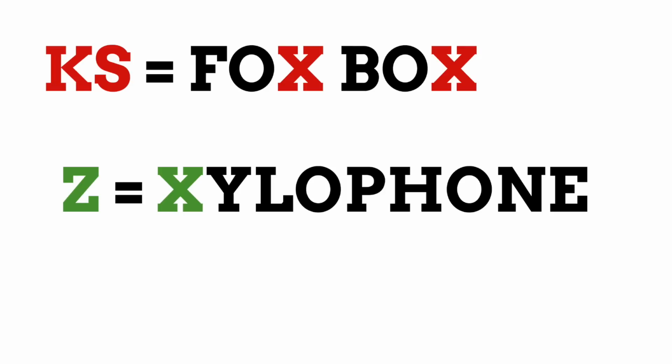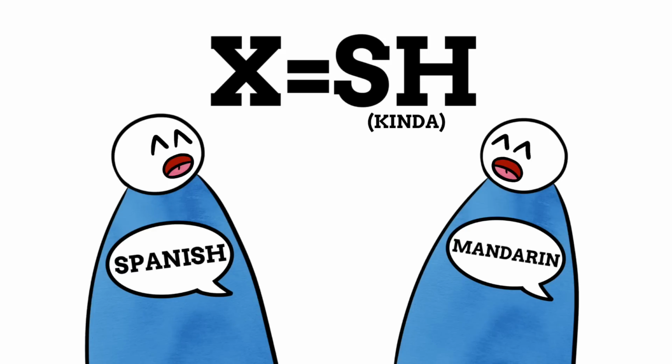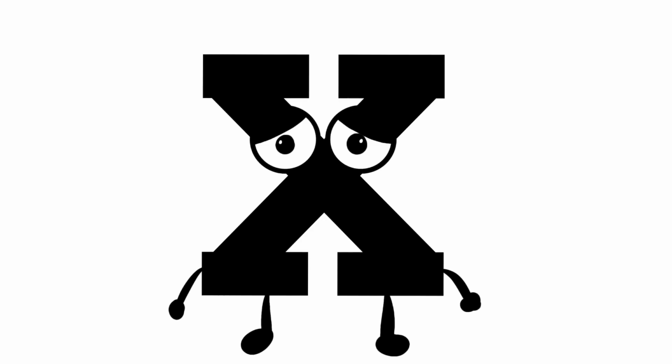However, it also sometimes makes a Z-like sound when said at the start of a word, like xylophone. Sometimes we also just say the letter, like in X-ray. To make matters more confusing, it makes other sounds in other languages too, like how in Spanish it can make something akin to an SH sound when said at the start of a word. Likewise, in Mandarin, X also makes something similar to an SH sound, but not quite. All these different pronunciations has left the letter X in a bit of an odd spot.